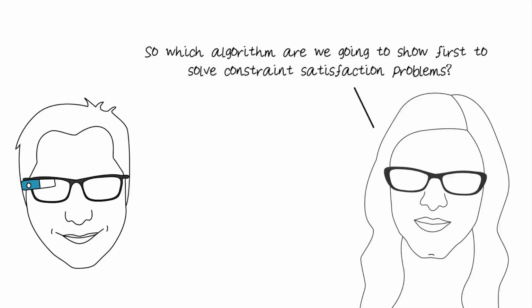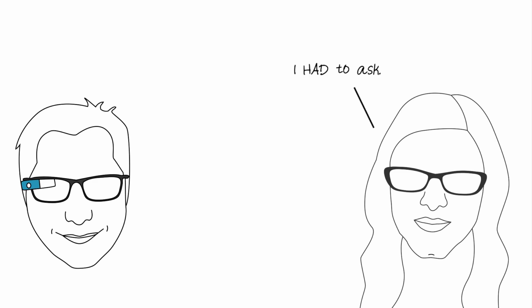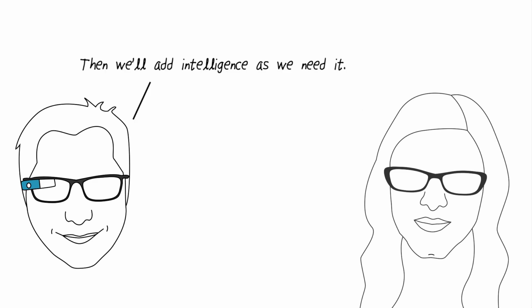So which algorithm are we going to show first to solve constraint satisfaction problems? Well, the stupid one first, of course. I had to ask. Then we'll add intelligence as we need it.